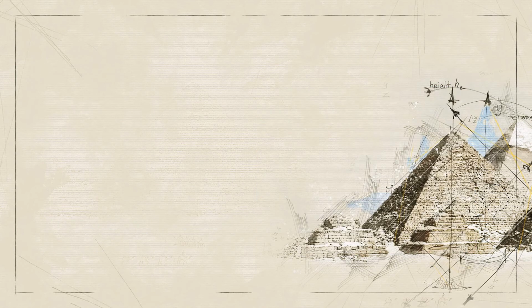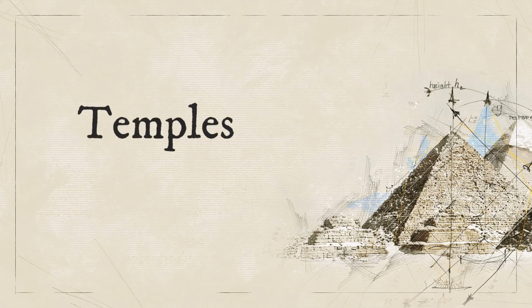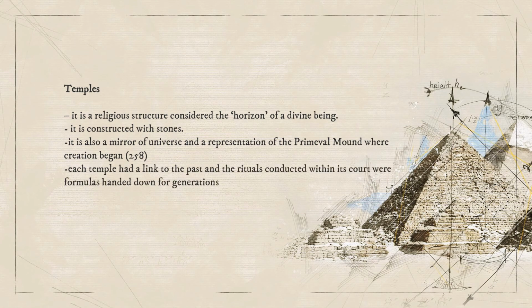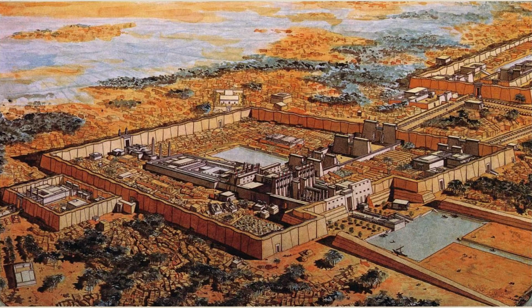One of the ancient Egyptian architectural characters is temples. A temple is a religious structure considered the horizon of a divine being. It is constructed with stones. It is also a mirror of the universe and a representation of the primeval mound where creation began. Each temple had a link to the past, and the rituals conducted within its court were formulas handed down for generations. Egyptians focused their attention on temples.